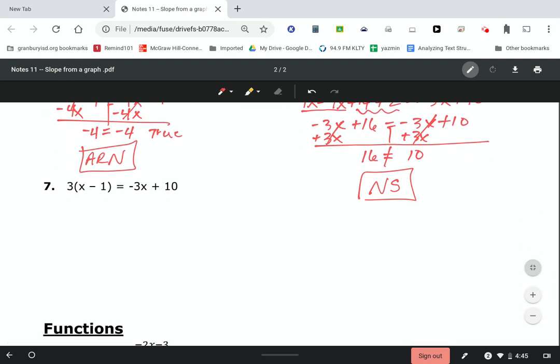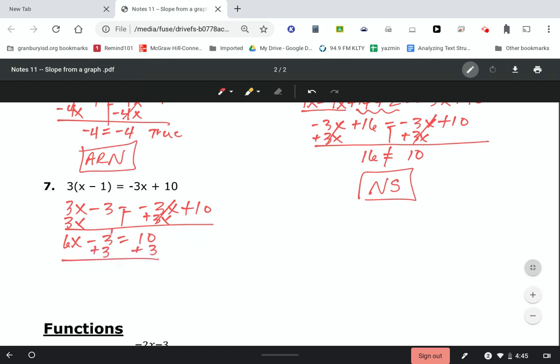Let's take a look at number 7. So I'm going to hippity-hoppity: 3x minus 3 is equal to -3x plus 10. So I'm balanced, so I'm going to add 3x to both sides. Don't get fooled by this one. This is 6x. It does not cancel out. Okay, then it's just a basic two-step equation. I add 3 to both sides. I get 6x is equal to 13. I divide by 6, and my answer is x is equal to 13 divided by 6.